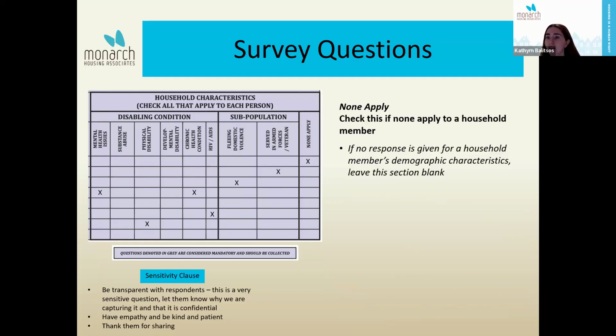Okay. And again, if none of these apply to any member of the household, you're going to want to make sure you check that box, none apply. Otherwise, if the household characteristics are left blank and none apply is not selected, it will be viewed as no response for that. Okay.